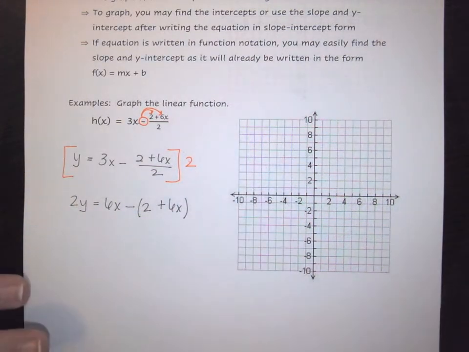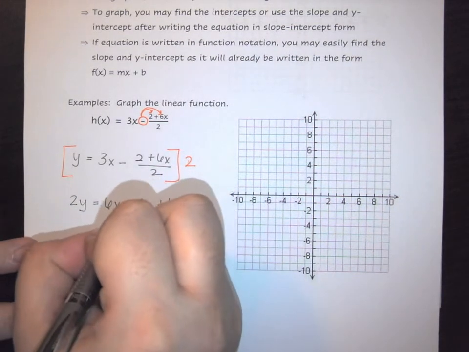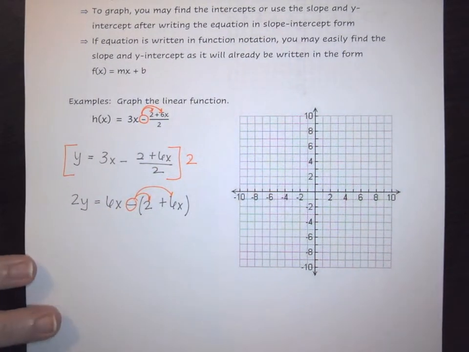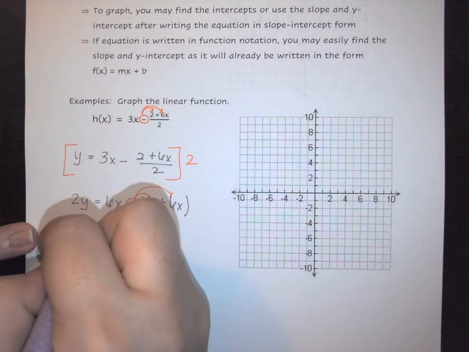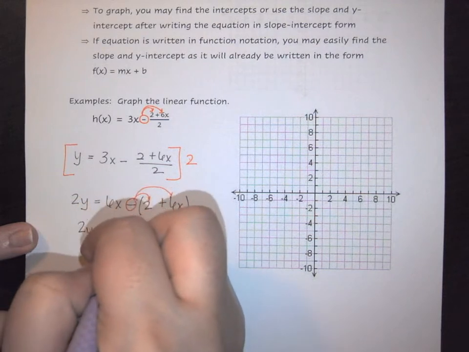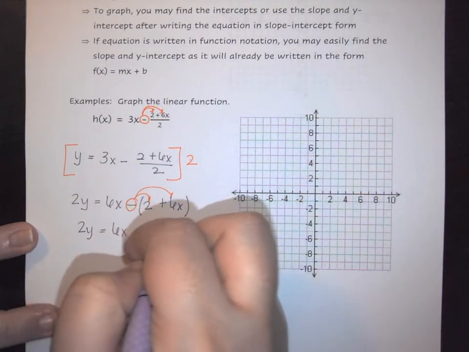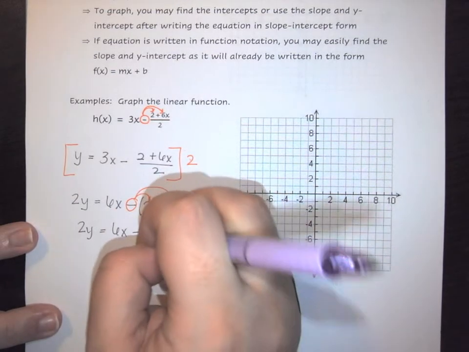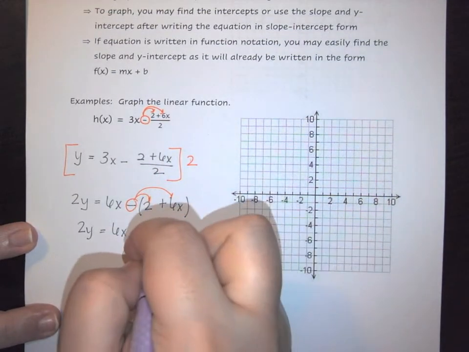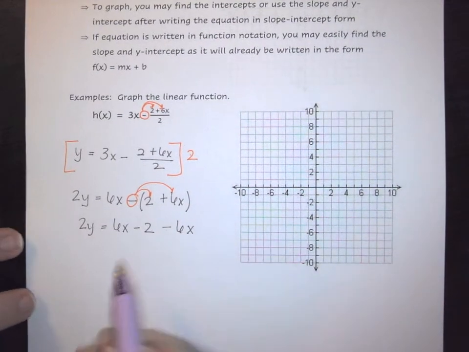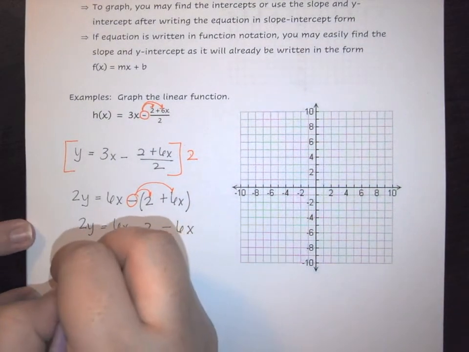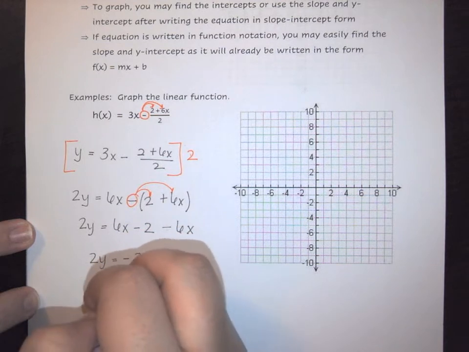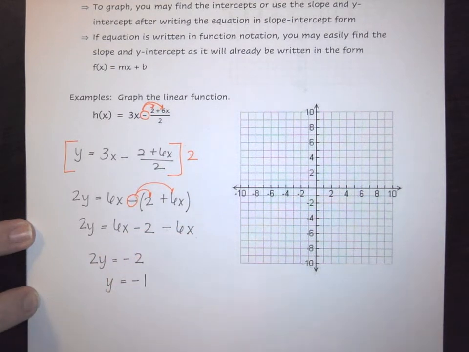With that, I now have to distribute this negative through. And so here we end up with 2y is equal to 6x minus 2 minus 6x. My x's disappear, so I have 2y is equal to negative 2, so y equals negative 1.